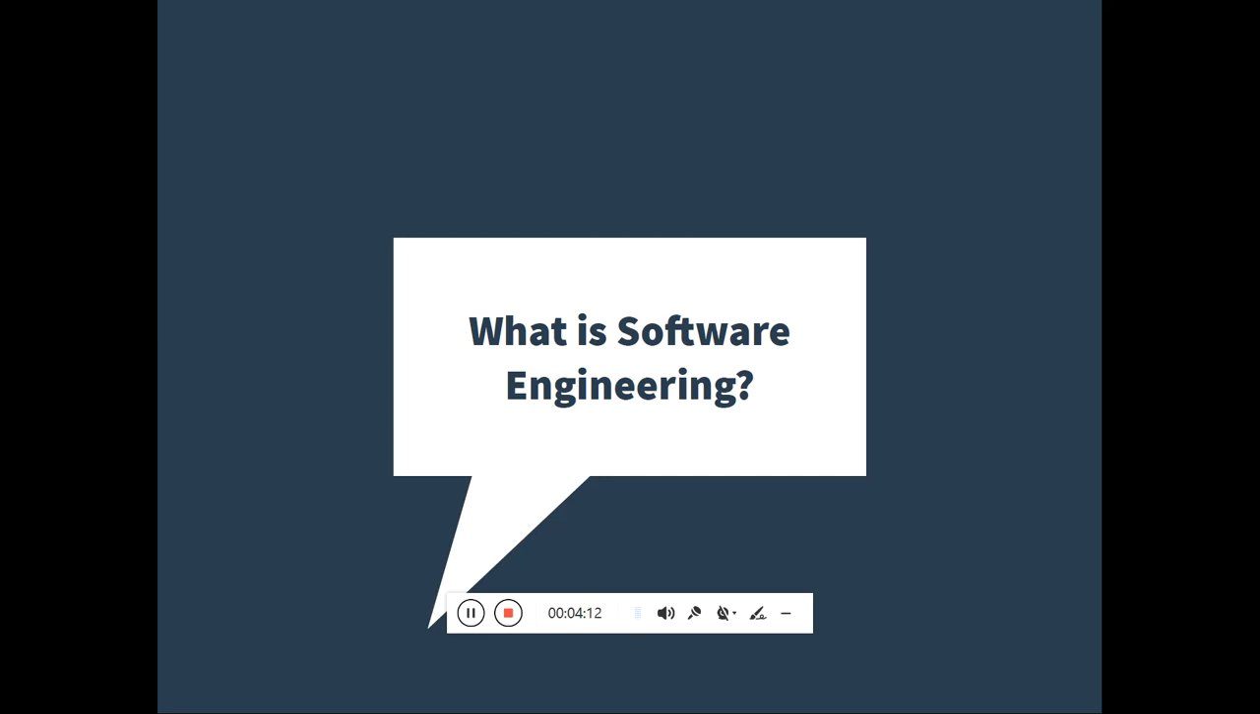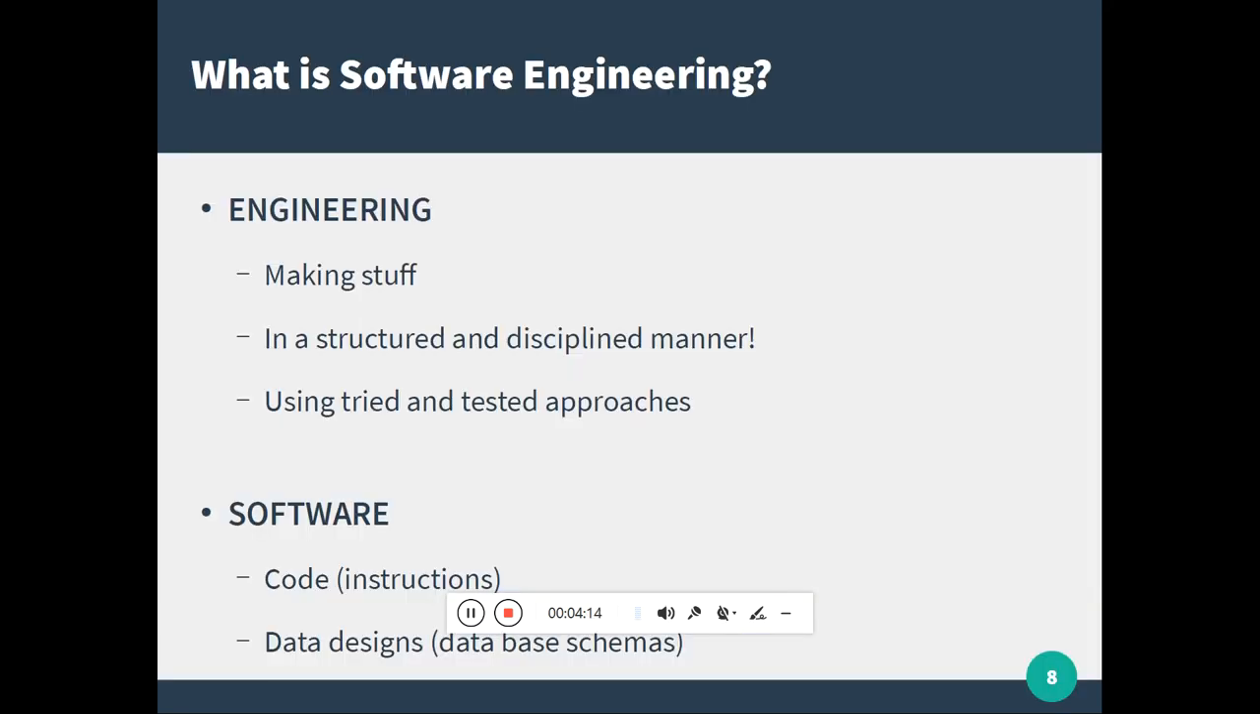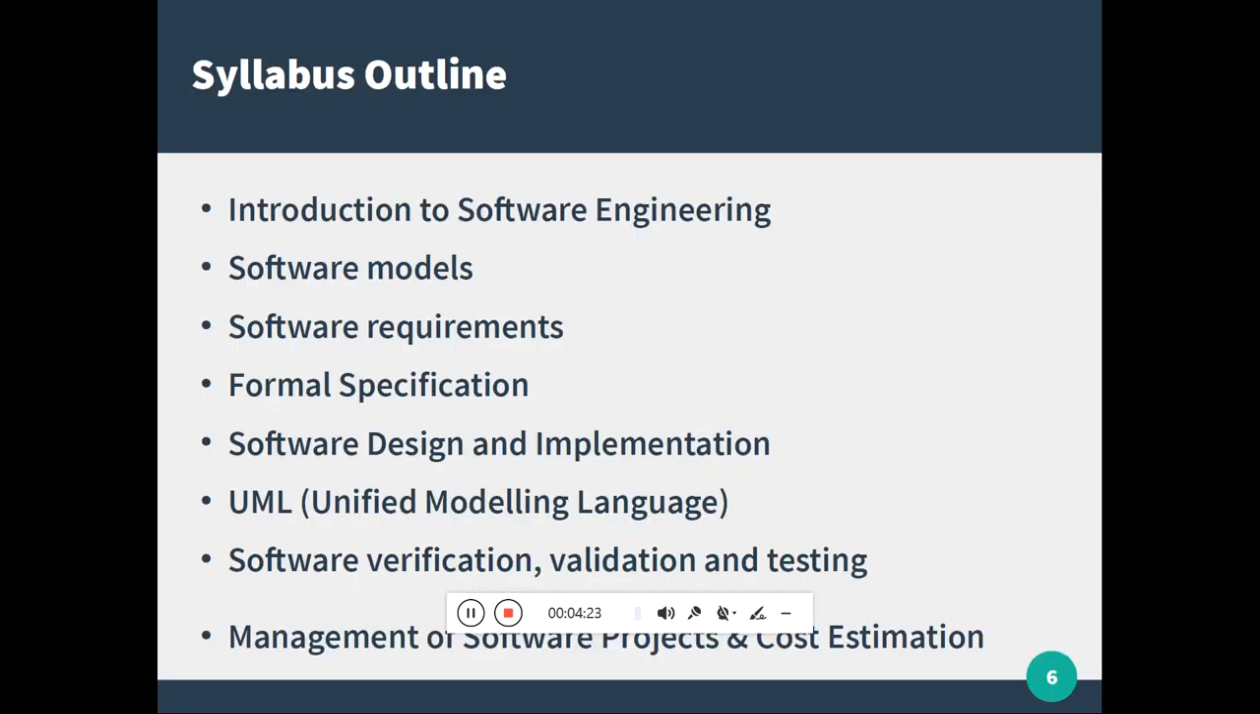Next we're going to talk about what is software engineering. We first talk about the engineering and software parts. By the way, the reason why we talk more about the syllabus outline is that we need to pay more attention to the syllabus, because it is the main content that will be covered in the final exam.